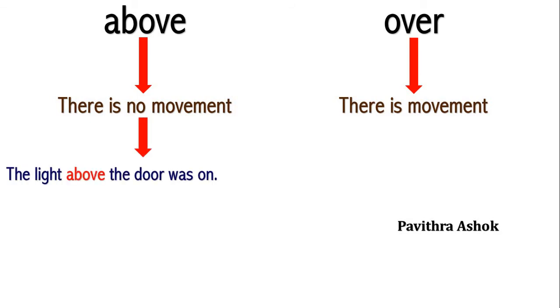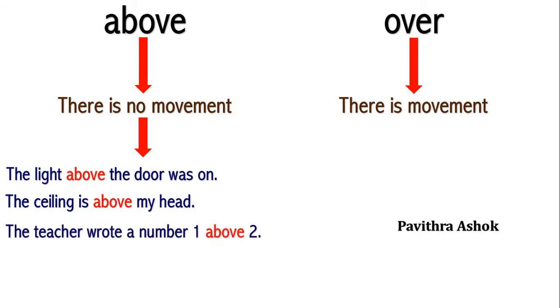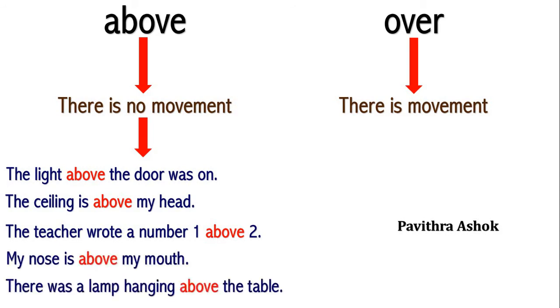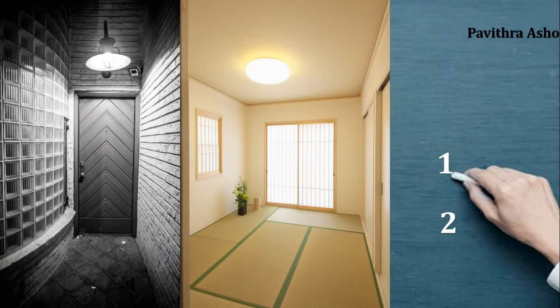The light above the door was on. The ceiling is above my head. The teacher wrote a number 1 above 2. My nose is above my mouth. There was a lamp hanging above the table. Now please look at these pictures. In the first picture, the light above the door was on. You can see the light which is at a higher position, no movement.